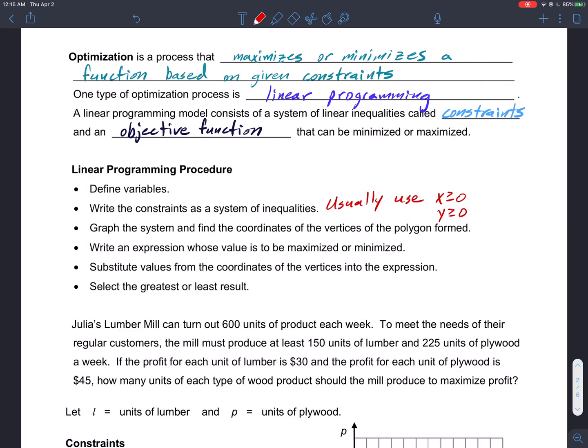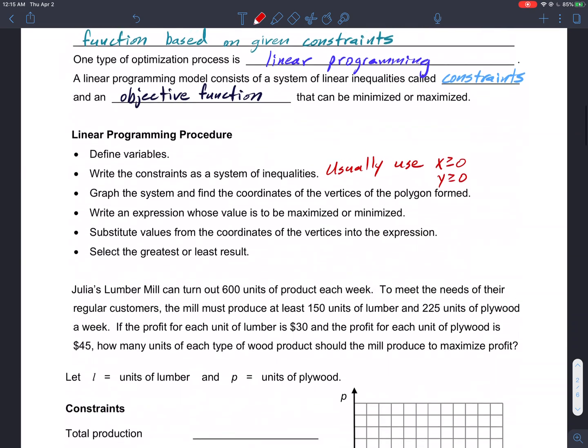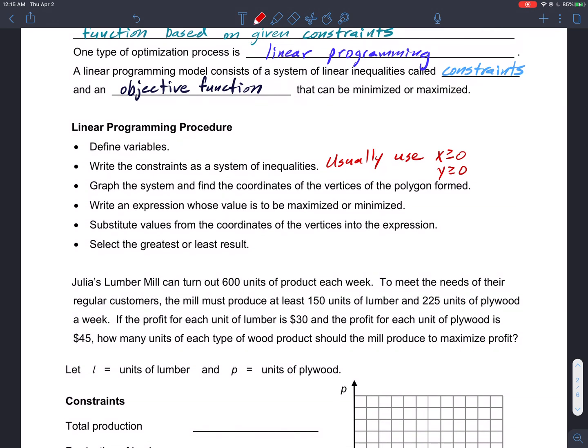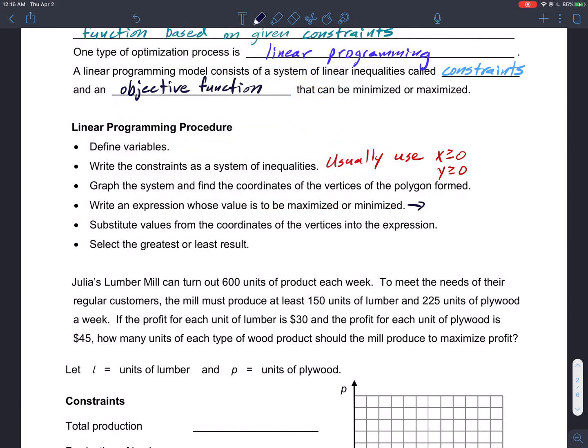All right. We graph the system. We come up with these constraints and we graph it. That's what we did up here. We found the graph. We write an expression for what is being maximized or minimized. In other words, we find our objective function. A lot of times we do that before we do anything else, to be honest with you. That might be step one, or at least the second or third step, not the fourth.